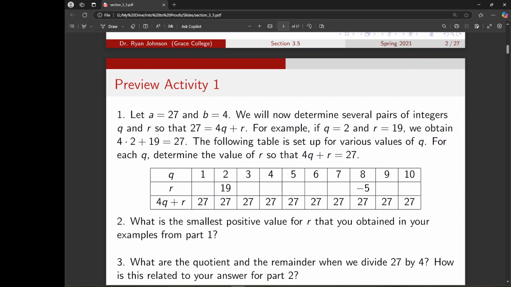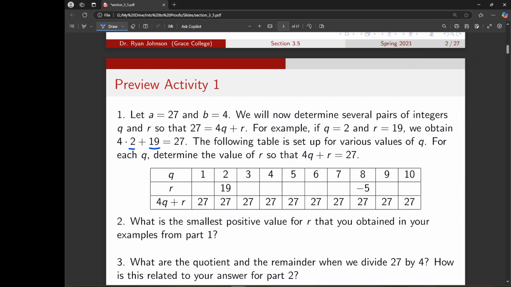So let a equal 27, b equal 4. We will now determine several pairs of integers q and r such that 27 equals 4q plus r. For example, if q equals 2 and r is 19, you can obtain 4 times 2 plus 19 equals 27. So the following table is set up for the various values of q. For each q, determine the value of r so that 4q plus r equals 27.